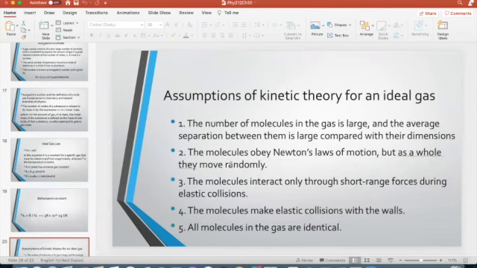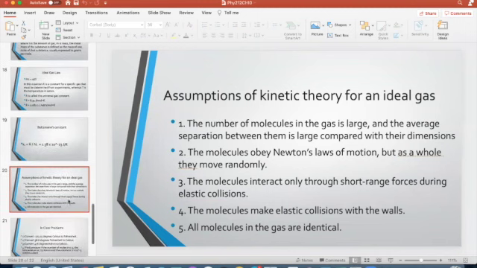Assumptions of the kinetic theory for an ideal gas. All right, so these are the five assumptions here. Number one says the number of molecules in the gas is large and the average separation between them is large compared to their dimensions. Two, the molecules obey Newton's laws of motion, right? But as a whole, they move randomly. Number three, the molecules interact only through short-range forces during elastic collisions.